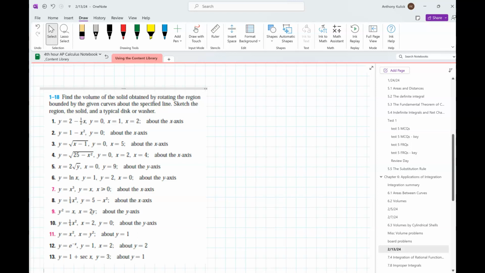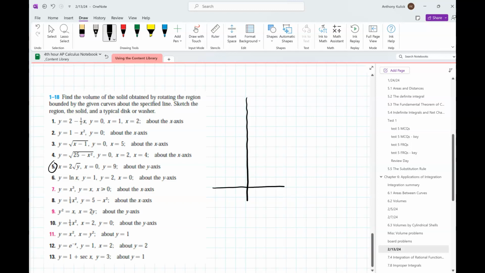Braden, what number was this again? 5. Okay, thank you. All right, so I'm going to start by sketching myself a little picture. So what do we got? We got x equals 0, y equals 9. 1, 2, 3, 4, 5, 6, 7, 8, 9. And then we got this thing.